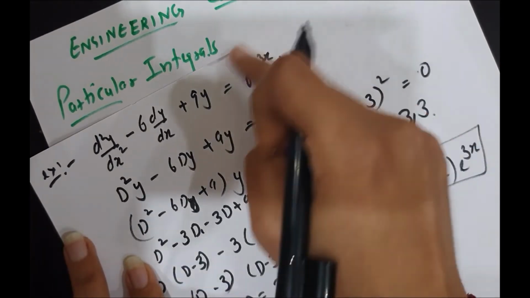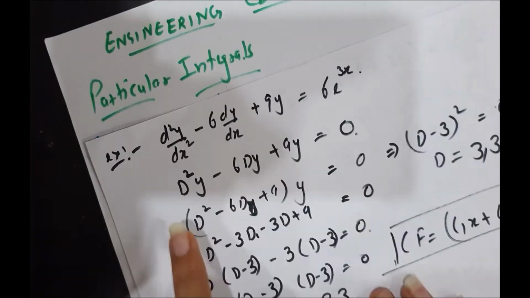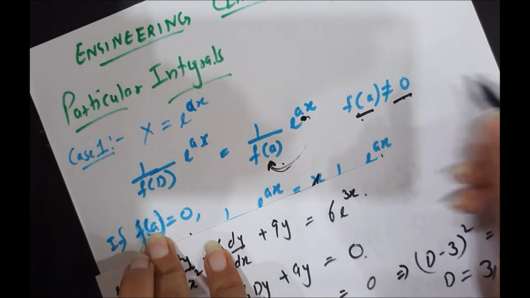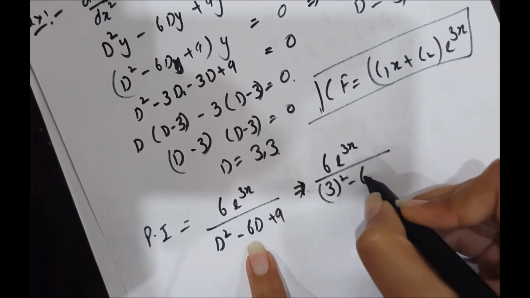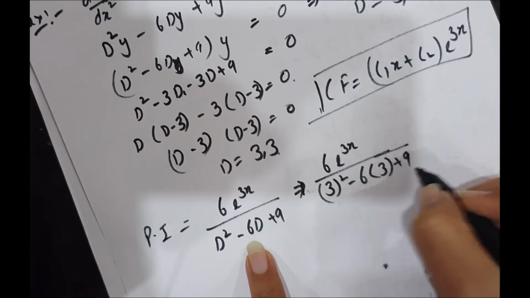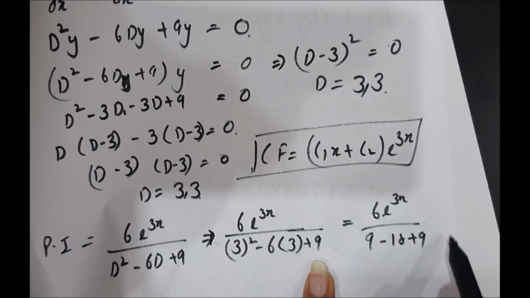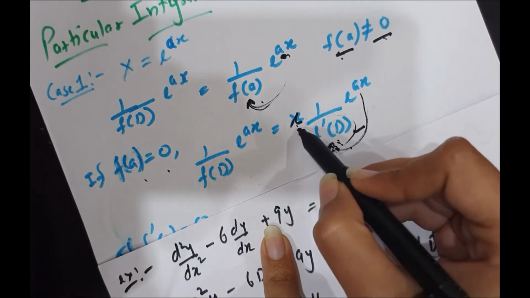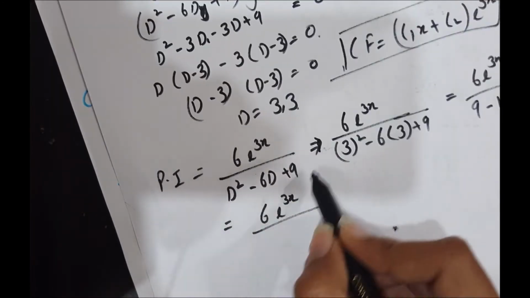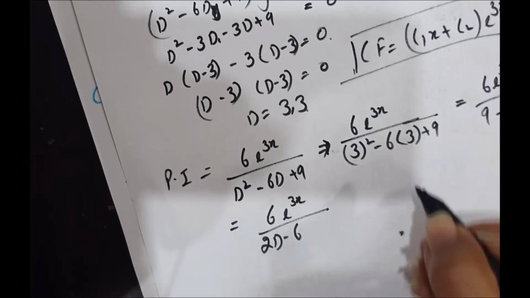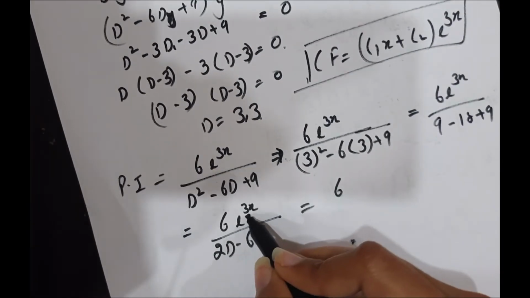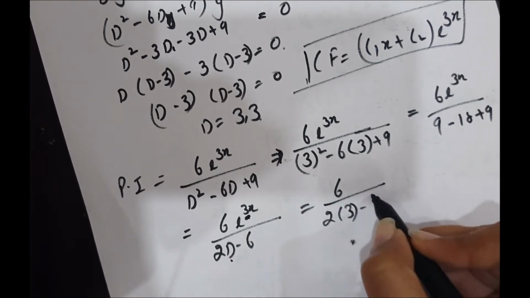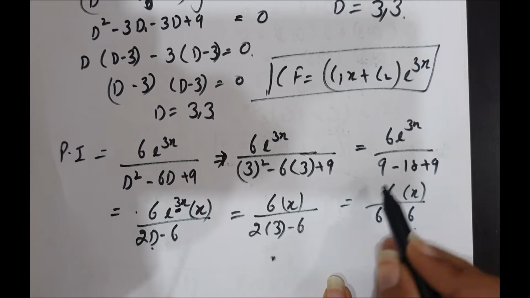Its particular integral is 6 upon this part. Put a value on this function and check whether it comes out to be 0 or not. Put this 3 value here in place of d. You can see it will come out to be 0. So if the function comes out to be 0, then we have to differentiate the function and put x in its numerator. After differentiation, put this 3 value in place of d. So you can see it's again coming out to be 0.